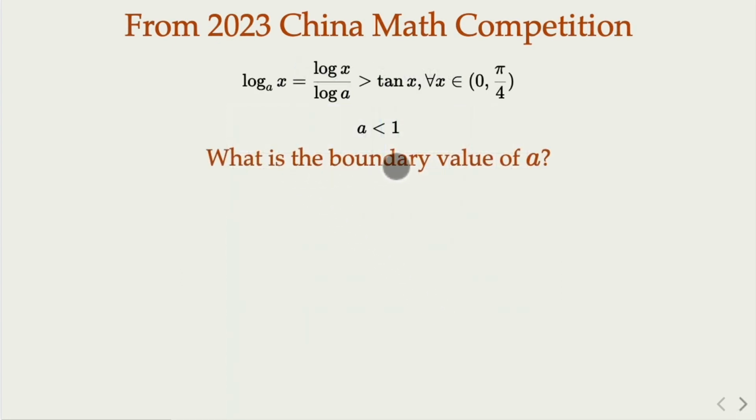So what is the boundary value for a? We know that a must be smaller than 1. It's desirable for a to be closer to 1, rather than closer to 0. So what you do is you plug in the boundary value for the pi over 4 here. The two curves must equal each other. Tangent pi over 4 just happens to be 1, so a in this case would be pi over 4. That's the boundary. So the solution to the original question is that a has to be in this interval.